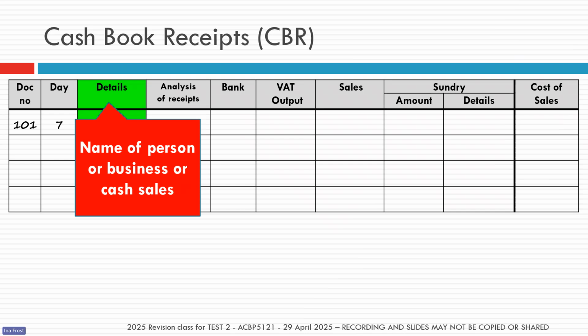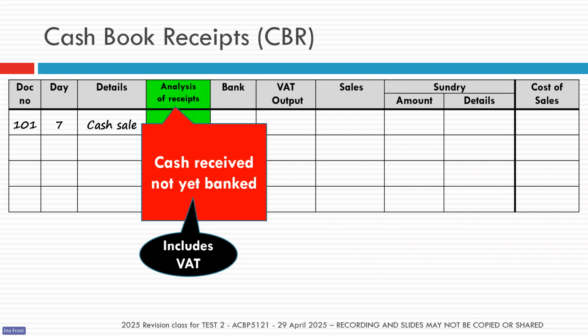Then in the cash book receipts, the next column we come to is our column for details. Now, what are we looking for in this column? In this column, you're going to give us the name of the person or the business from whom we received the cash, or otherwise you're just going to say that it was a cash sale. Because typically, if it was a cash sale, we don't have names of the people who bought from us on cash. But if you do have a name of a person or of a business in the question, then you're going to write it in this first column for details.